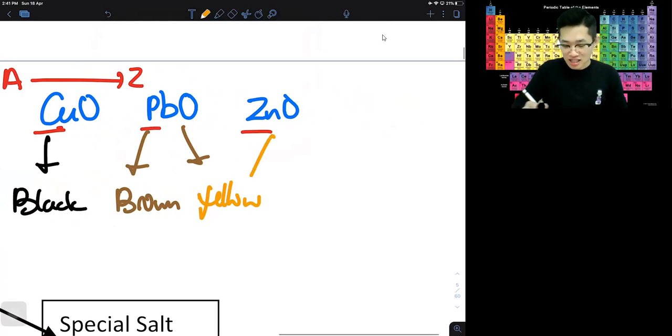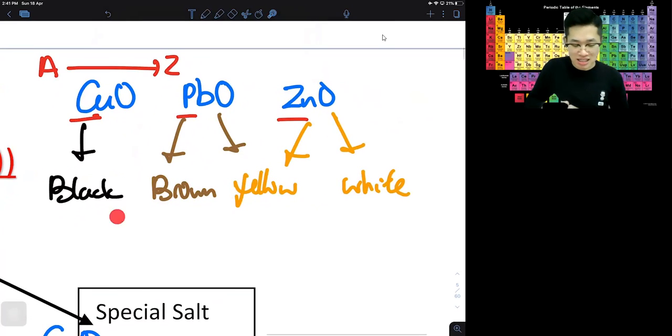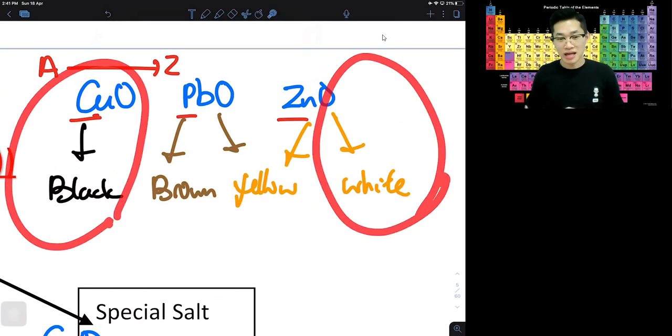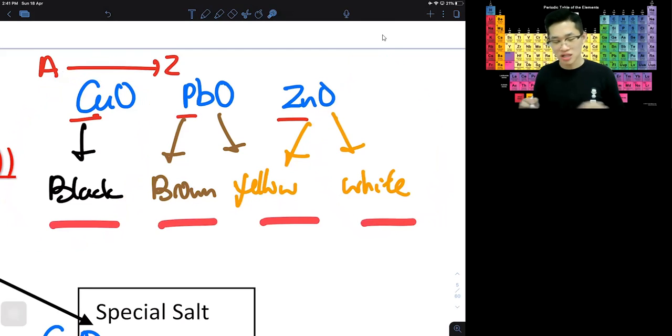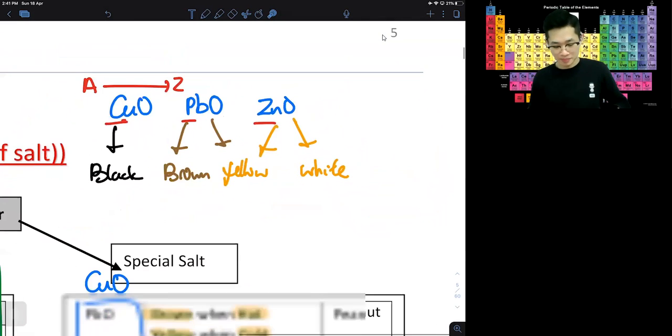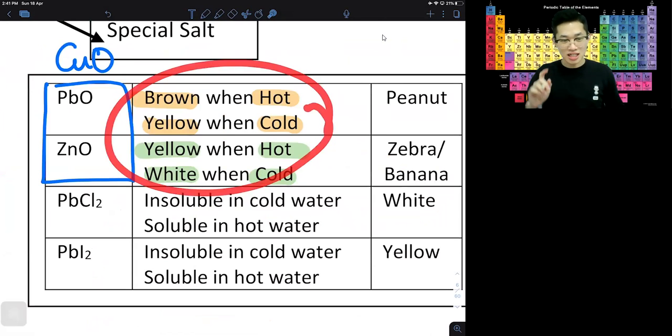Zinc oxide is yellow when hot and white when cold. So the color goes from darkest, like black, to white, and the middle is brown and yellow. If you can remember this, you can get the answer easily. Black, brown, yellow, white. Just like that. Later I will test you all on this.